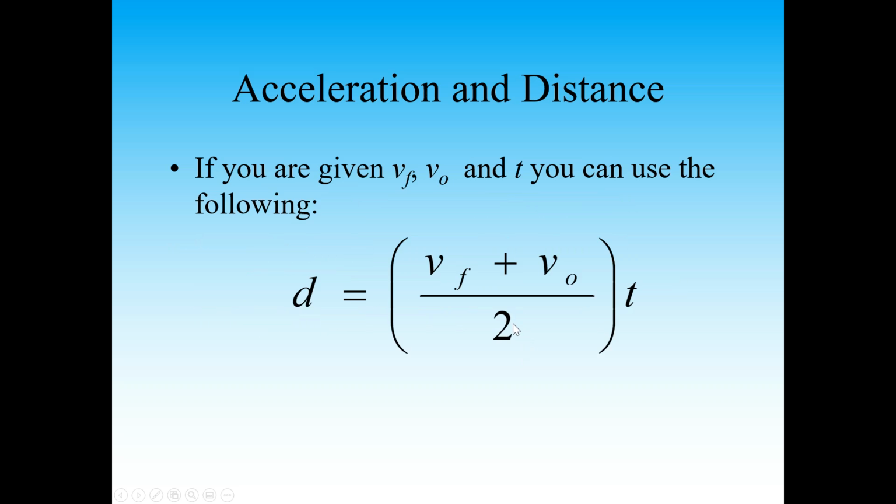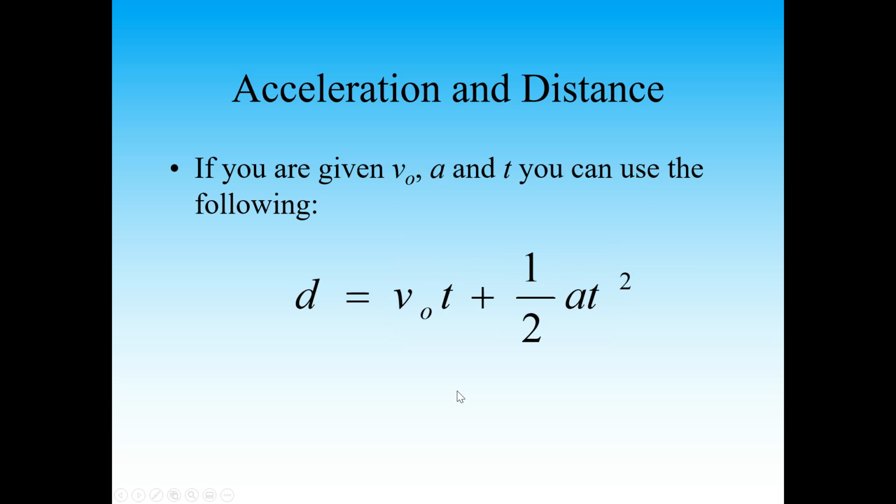So VF, VO, and T, here's a formula. Notice there's no A in this formula, and what you're going to find is all these formulas will be missing one of the five things you need: distance, acceleration, final velocity, initial velocity, or time. And you have to have four of the five, or be looking for four of the five. One will be missing, and that's fine. We'll just solve for that.